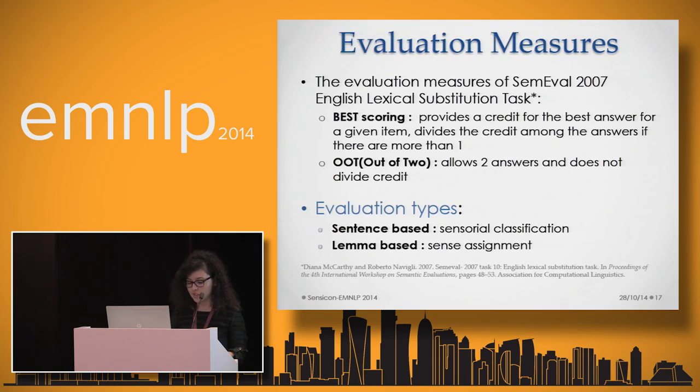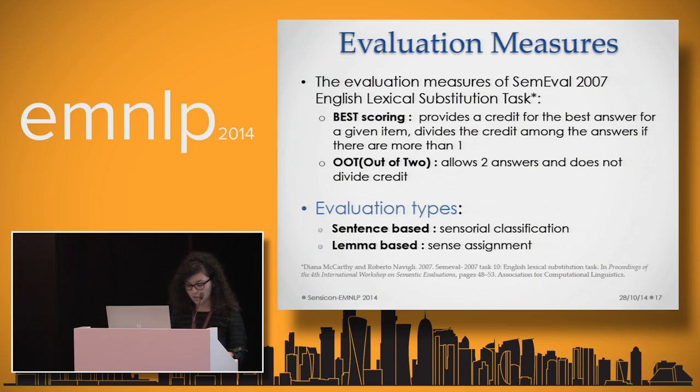We adopted an evaluation strategy which was designed to evaluate the English lexical substitution task. In this task, the answers of the system are evaluated by using a gold standard, like our approach. The first measure from this task is that the first score provides a credit for the best answer of the system, and it divides the credit among the answers if there are more than one. And the second score allows 2 answers and does not divide credit.